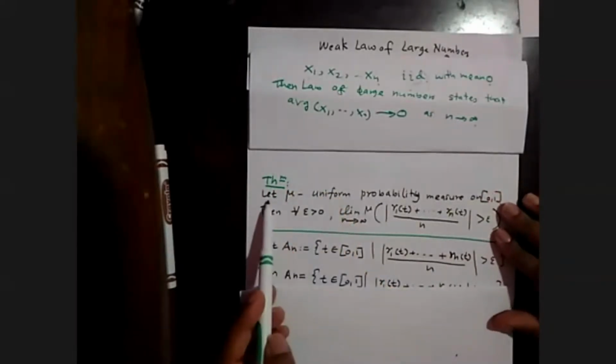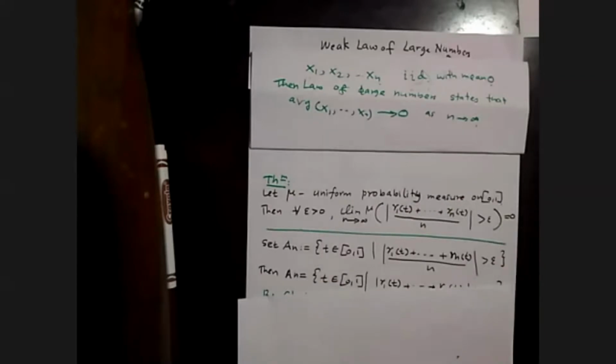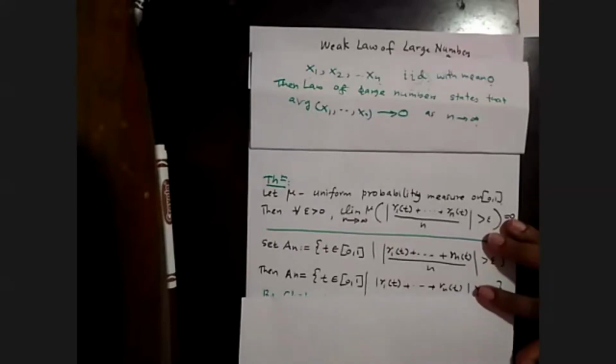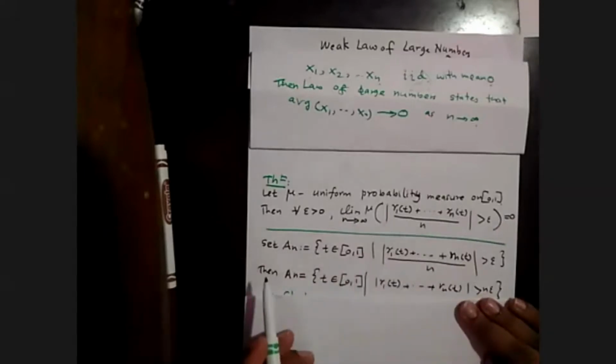So let's take this theorem. Let mu be the uniform probability measure on [0, 1]. Then for each epsilon greater than 0, the limit of mu of the set where the average is greater than epsilon is equal to 0. We will prove this theorem with the help of the Rademacher functions, and these are Rademacher functions. Let's prove that.